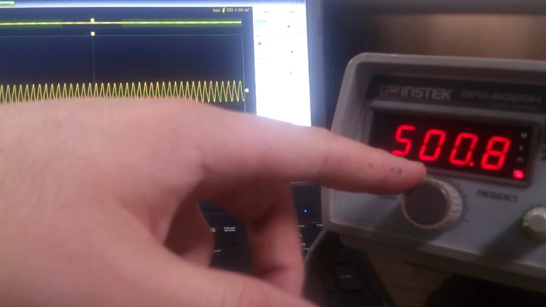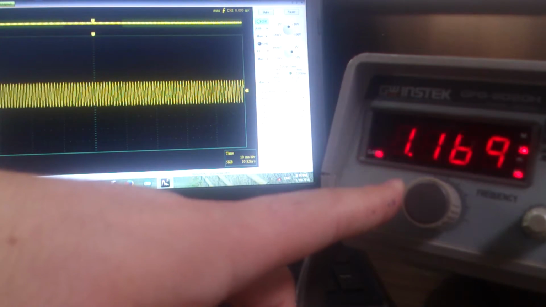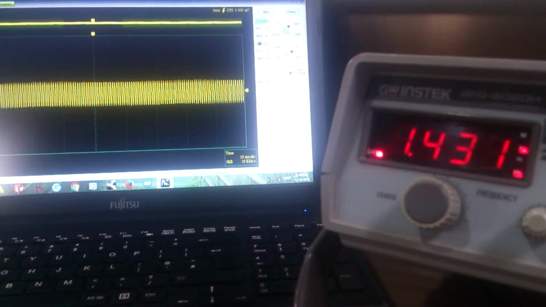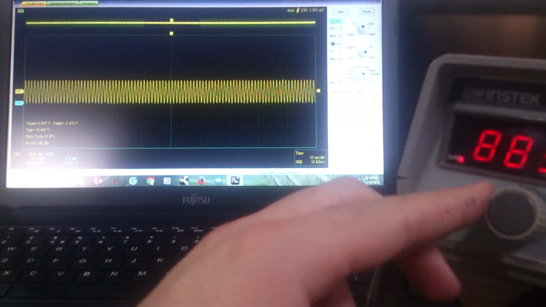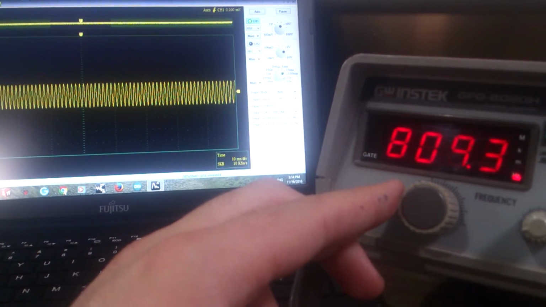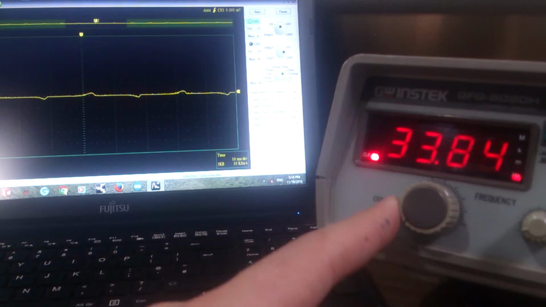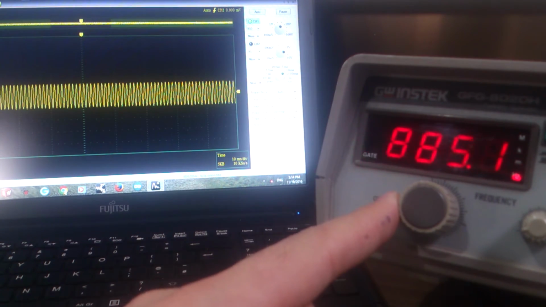the frequency behind the 50 hertz, the output voltage is destroyed. At 1.4 kilohertz, the output is really good, and I am increasing the frequency. At 30 hertz, the output voltage shape goes destroyed.